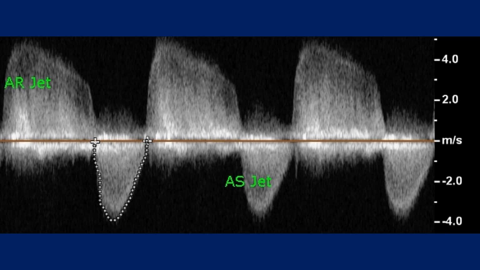Here is an example of a continuous wave Doppler interrogation of aortic stenosis and regurgitation. Both are high velocity jets and cannot be analyzed by pulsed Doppler. Only normal flows across the walls and possibly a low velocity flow across a large atrial septal defect can be measured by pulsed Doppler.